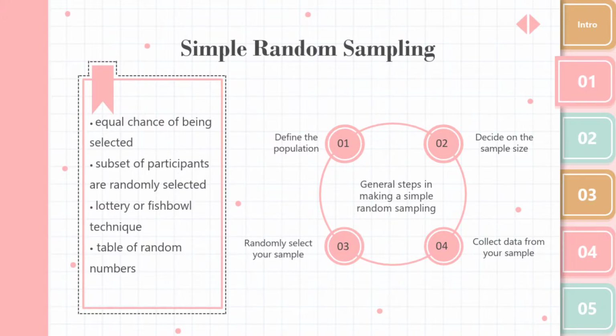There are 4 ways in using simple random sampling. First is define the population. Second, decide on the sample size. Third, randomly select your sample. Last, collect data from your sample.